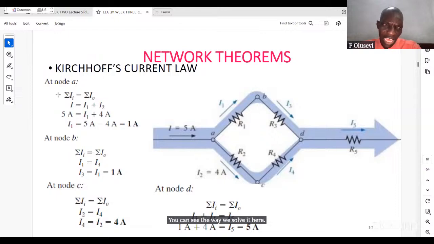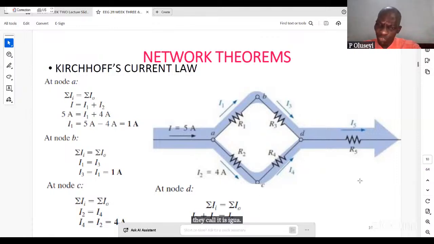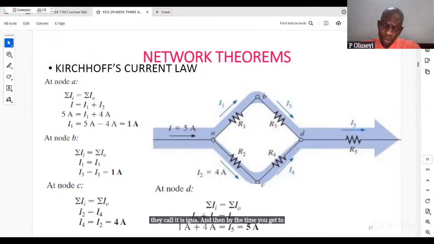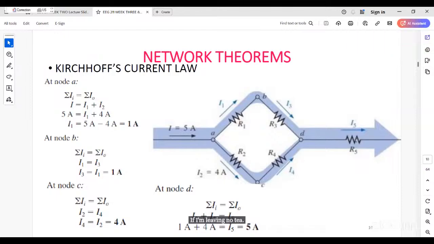So you can see the way we resolve it here. For node A, I in is equal to I out. I in is 5 amps, and I out is I1 plus 4 amps, so we were able to get 1 amp. At node B, the current is equal. At node C, the current is equal. And by the time you get to node D, the 5 amps coming in is the 5 amps going out of node D. The 5 amps going into node A is the same 5 amps leaving node D for R5.